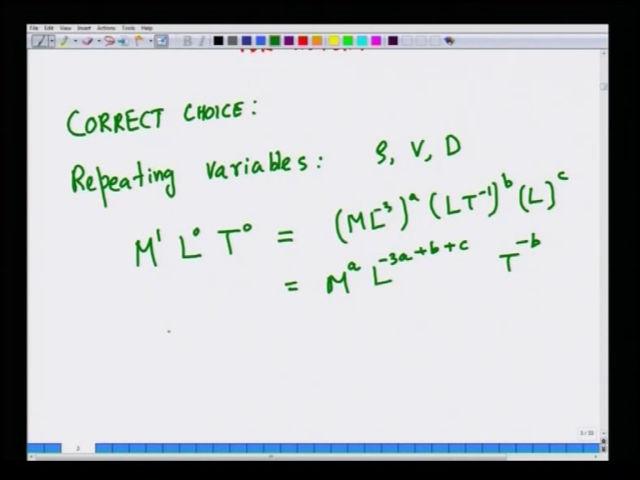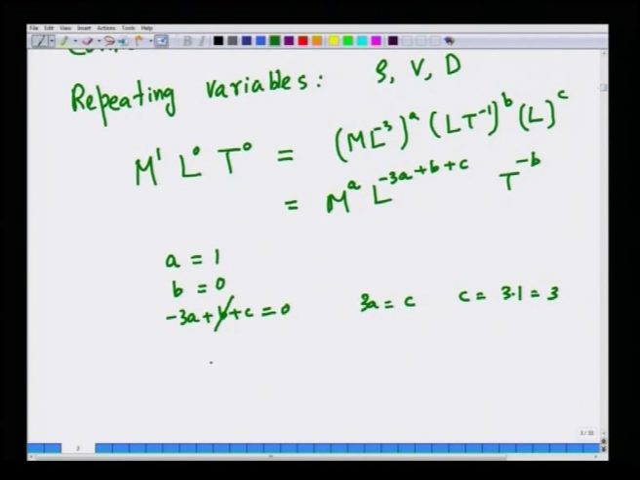So, by comparing you will find that A is 1, B is 0, and minus 3A plus B plus C is 0, but since B is 0, you have 3A equals C, or C is 3 times 1, which is equal to 3.